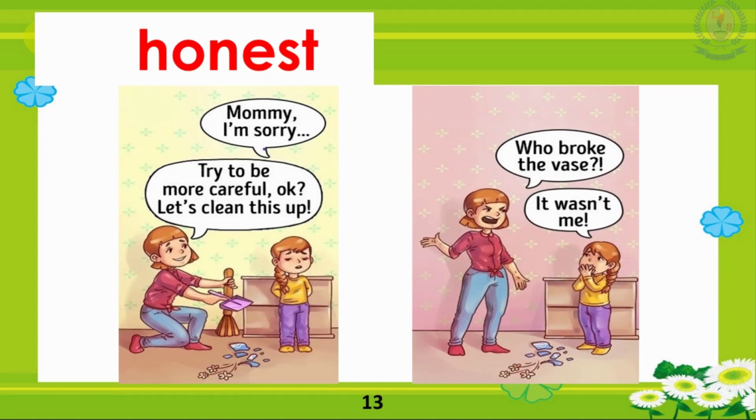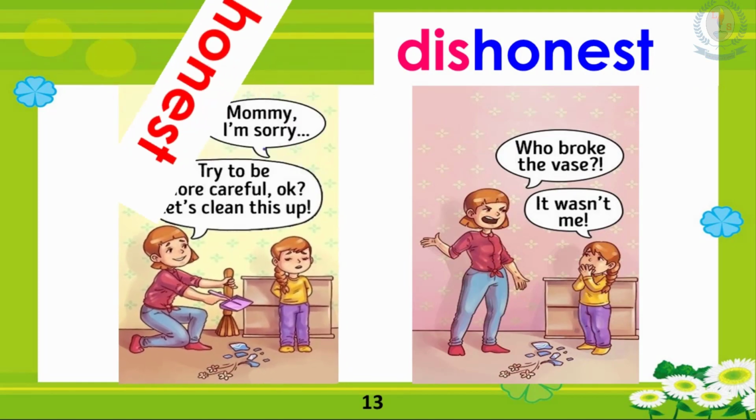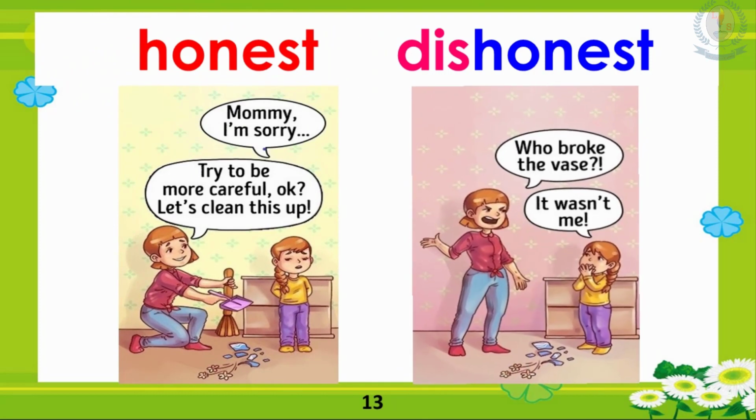Now look at the other picture. This girl doesn't accept her mistake. When her mother asks who broke the vase, she says it wasn't me. Then is she an honest girl? No, she's not honest. Then what's the opposite of honest? Is it unhonest or dishonest? Yes, it's dishonest. Honest and dishonest.